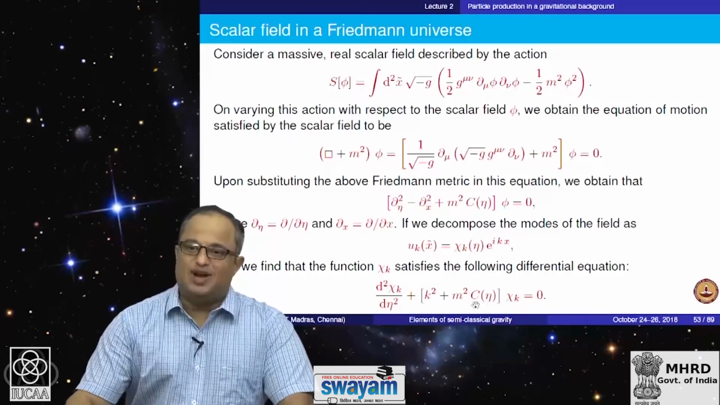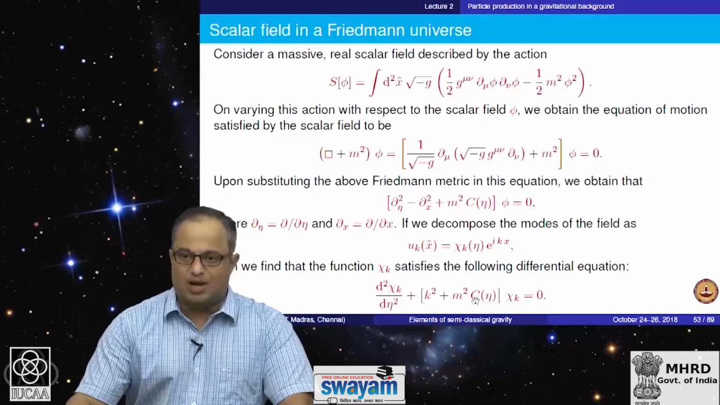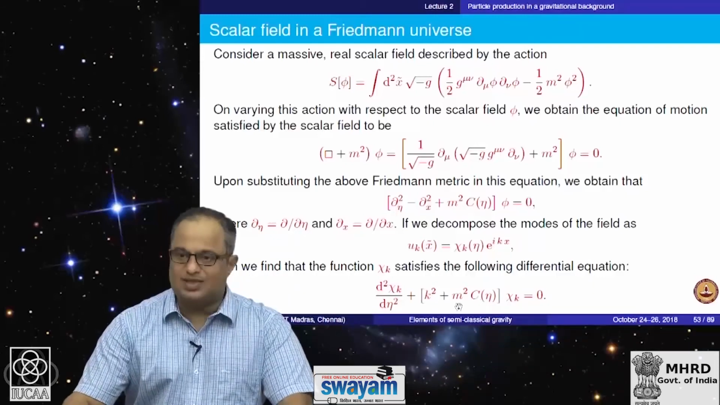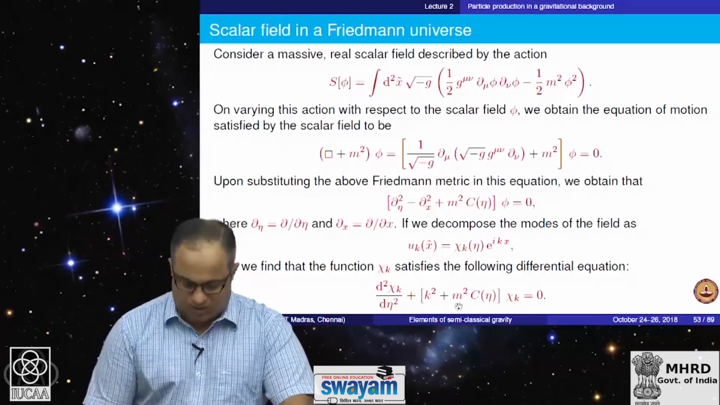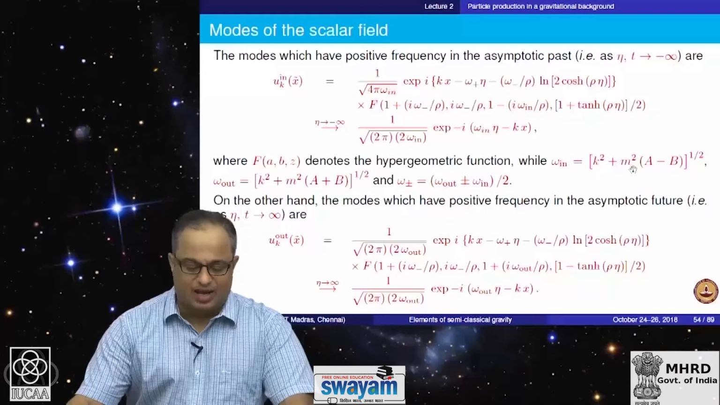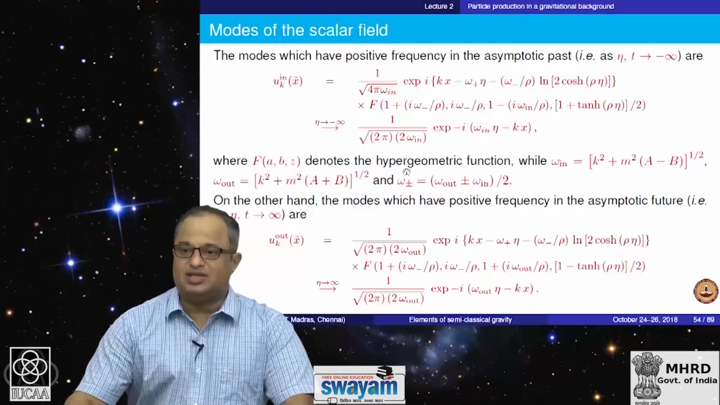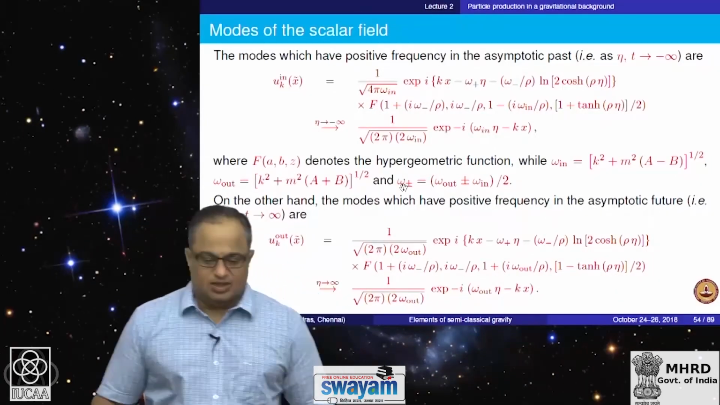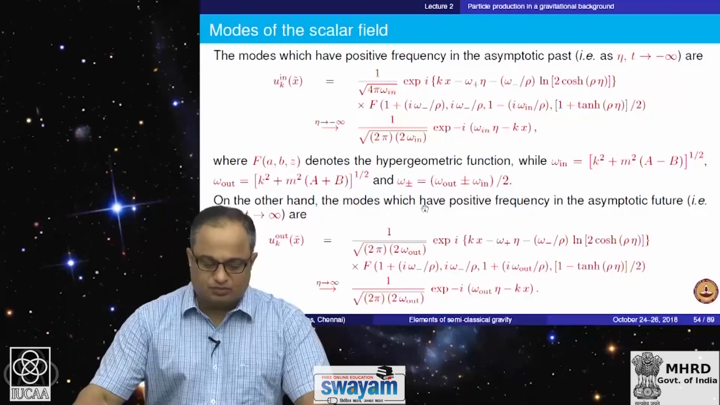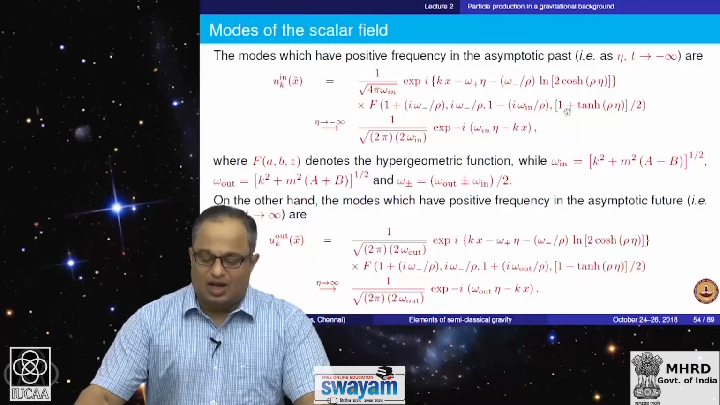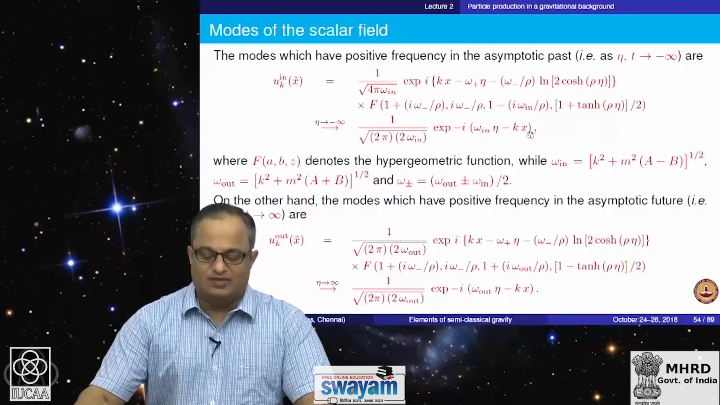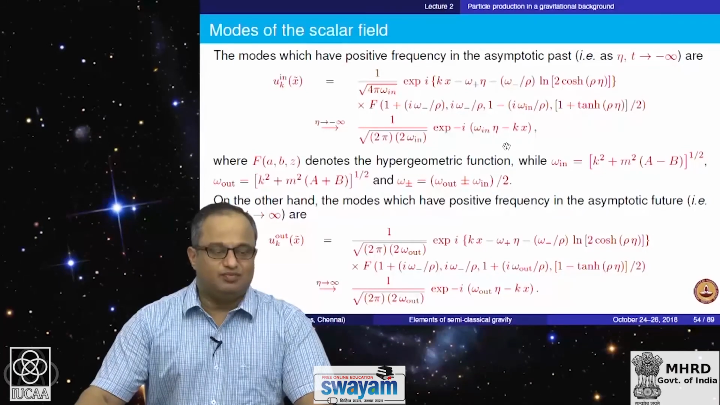So, I can define an omega in, which is k squared plus m squared a minus b, and omega out as k squared plus m squared a plus b. That is what I have here, omega in, omega out, and there is omega plus or minus, which is essentially the sum or the difference of the two omegas at early and late times. So, what I have done, I have chosen this mode which at early times behaves as a positive frequency mode.